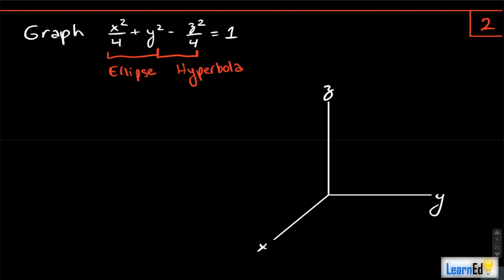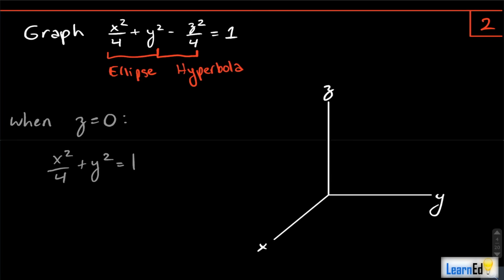Anyways, our first trace is going to be on x equals 0. Or actually, let's do when z equals 0, because this is going to be the easiest case. When z equals 0, we get x squared over 4 plus y squared equals 1. So what is this? Well, remember we said before, this is an ellipse. So we'll just graph it as such.